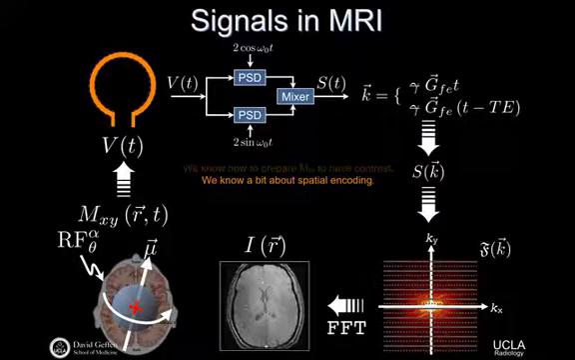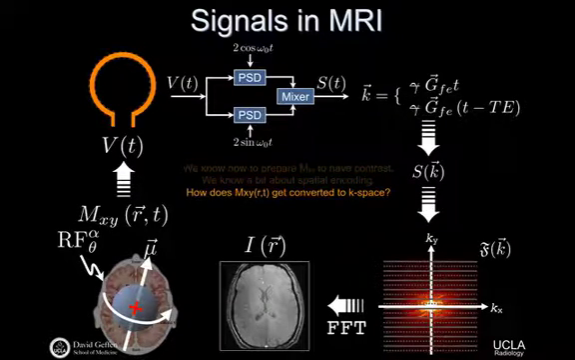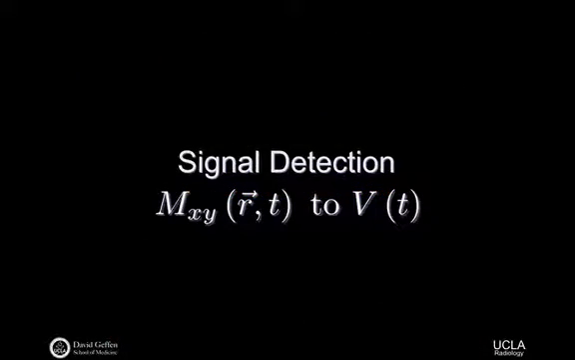We know a little bit about spatial encoding. We get the idea that we need to do it. So we know gradients adjust frequencies at spatial positions. So there are some connections here, and we've got to dig into those a little bit more. And one of the big ones that we have to get at today is how does the transverse magnetization get actually converted to k-space? And that's what this whole mess is all about, right? So that's our big job today.